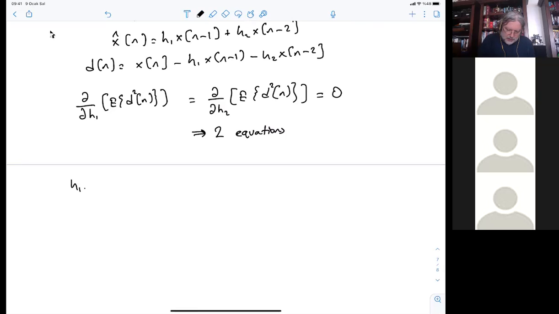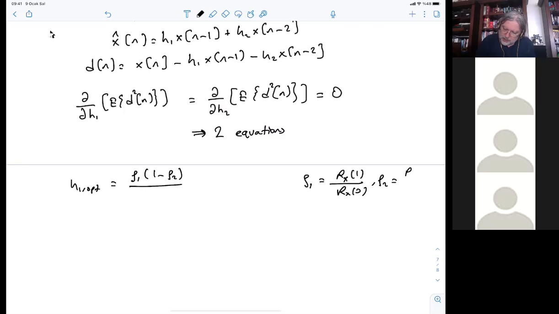H1 optimum will be determined as rho 1 times (1 minus rho 2). What are rho 1 and rho 2? They are the first and second correlation coefficients, partial correlation coefficients. We know rho 1, but there's also rho 2, which is Rx 2 divided by Rx 0. So rho 1 is Rx 1 divided by Rx 0, and rho 2 is equal to Rx 2 over Rx 0.